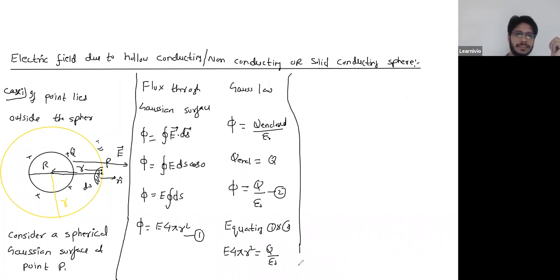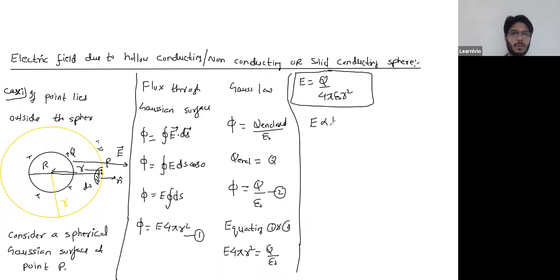So we can write this E, the value of electric field, as Q by 4 pi epsilon naught r square. So your field is inversely proportional to r square. This is the value of electric field. E is inversely proportional to r square. So see, the expression is same as that of a point charge.